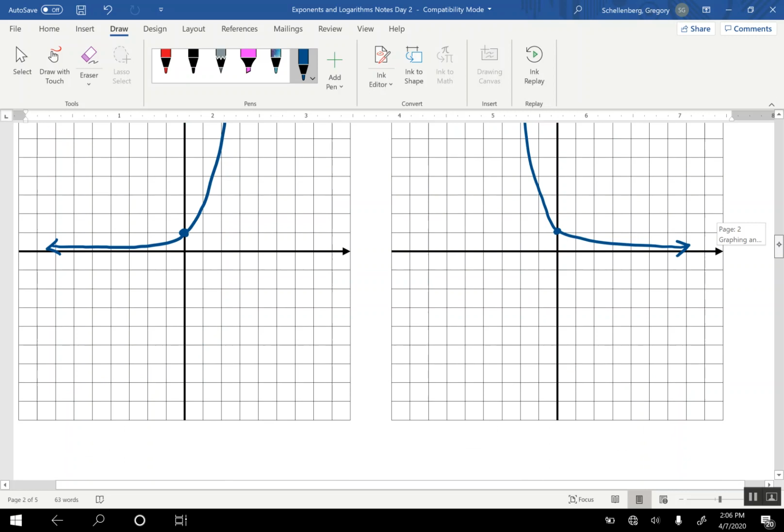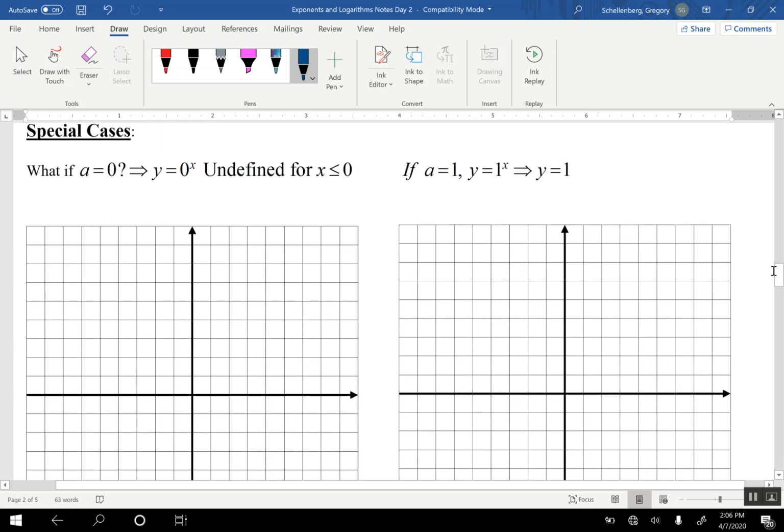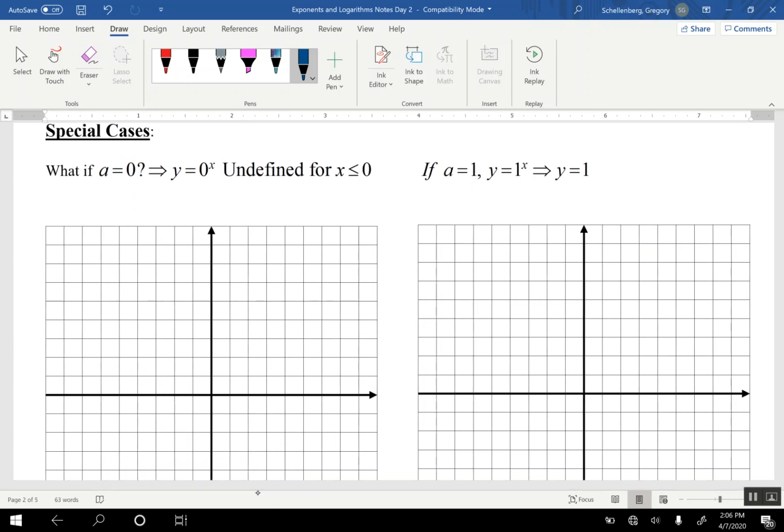Okay, let's look at some other what ifs. Well, what if our base is 0? So we've got 0 raised to the power of x. Well, if x was a negative value, then think about reciprocating 0. We end up with something which is undefined. But for all other positive values of x, including 0, 0 raised to the power of 1, 0 raised to the power of 10, all of these are 0. So graphically, what's that going to look like?